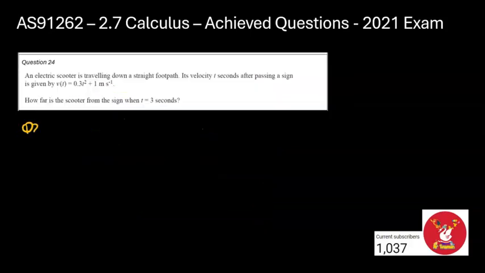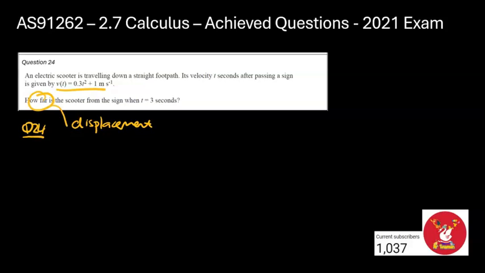We're now up to question 24, which is the second and final question for this particular exam. So we've got an electric scooter traveling down a straight footpath. We've got velocity, so straight away kinematics is what I'm thinking. And here's our velocity function. And we've been asked how far, so we're looking for displacement. So displacement when t is equal to 3.